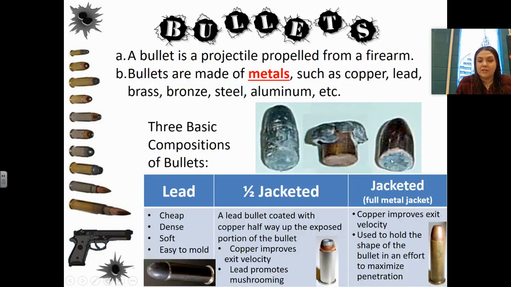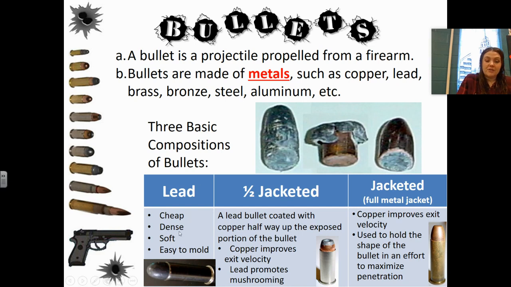A bullet is a projectile propelled from a firearm. That's what a bullet is. Bullets are made of metals such as copper, lead, brass, bronze, steel, or aluminum. Again, there are more types in this. If you are really into this and you're like, wow, she's leaving out all this stuff, there are a lot of types. There are a lot of bullets and a lot of makes and models of everything. Just the basics is all we're going to focus on.